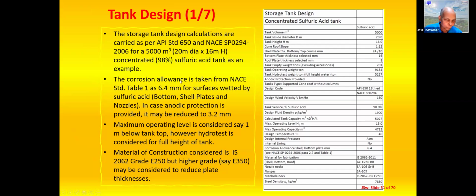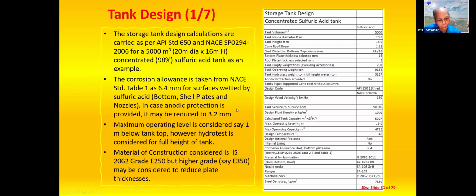There's nothing specific for the sulfuric acid in this slide. This is the standard tank design of any kind of tank, whether hydrocarbon or water, except that the accessories for sulfuric acid will be according to the NACE SP0294 code. Now, corrosion allowance is taken from NACE standard Table 1, 6.4 millimeter, which is for bottom shell plate and nozzles.